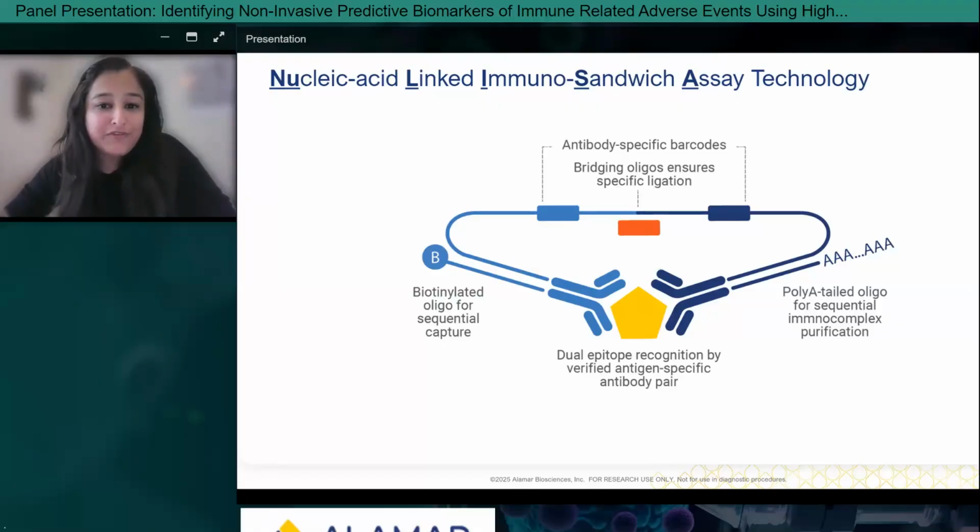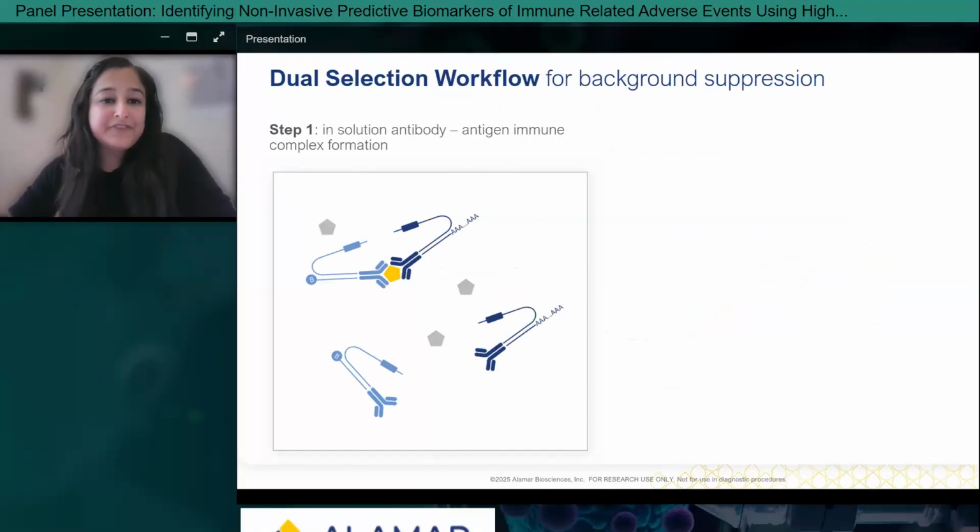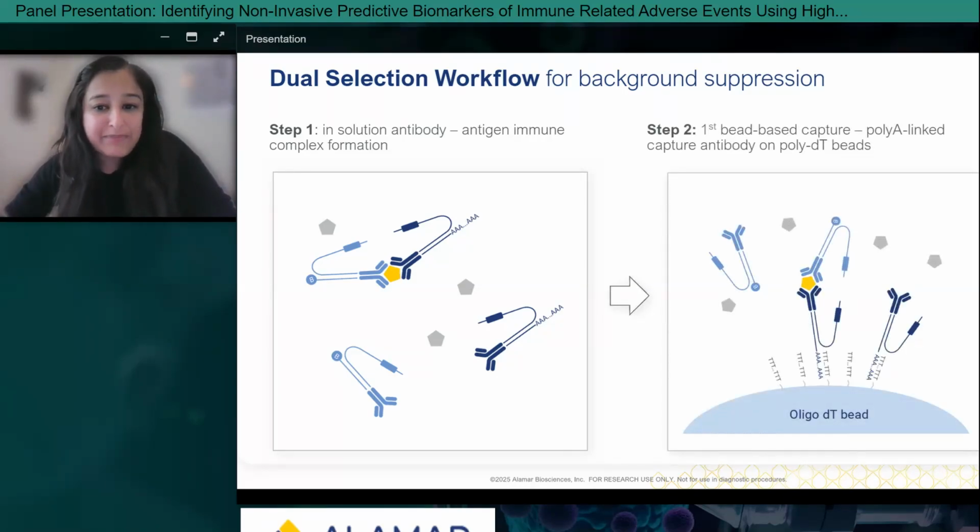So to go through the workflow step by step, the first step in the reaction is incubating the sample with the antibody cocktail. And this is done in solution where the pair of antibodies bind to different epitopes on the target and form the immunocomplexes. The next step is the first capture step. So we introduce oligo dT beads into the workflow, and via the poly A tail on the capture antibody, the immunocomplex is captured onto the oligo dT beads.